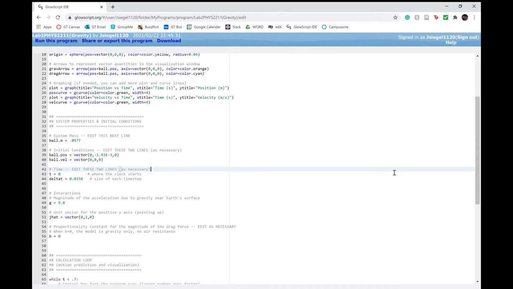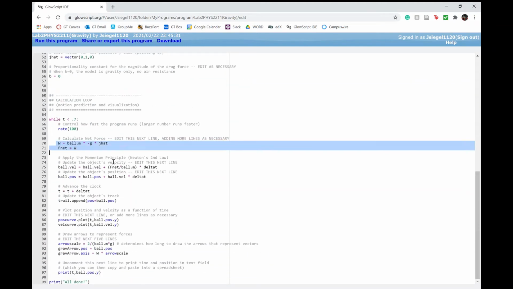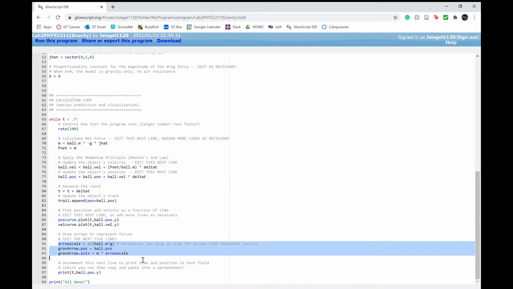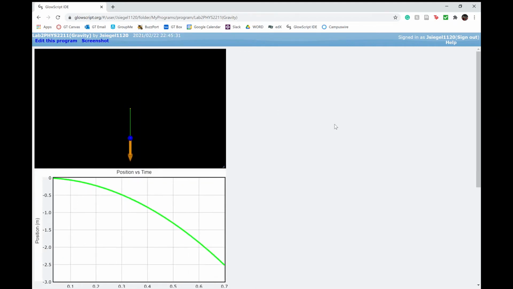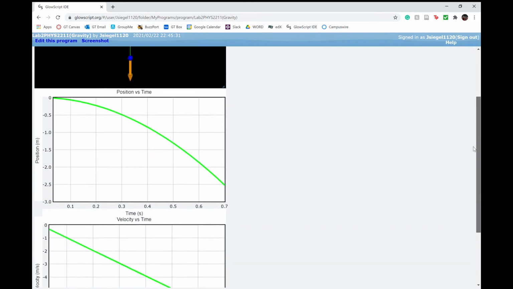I then had to input the equation for weight, or Fnet in this case, as well as change the velocity and position update formulas. Finally, I changed the arrow scale for gravity so it would reflect the correct length for the vector. I ran the program, which generated the model, a position versus time graph, and a velocity versus time graph. As you can see, the gravity vector points downward, velocity increases over time, and the acceleration stays constant.